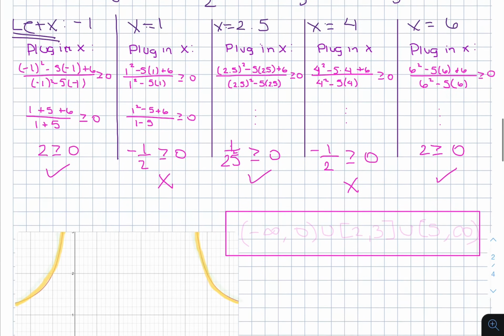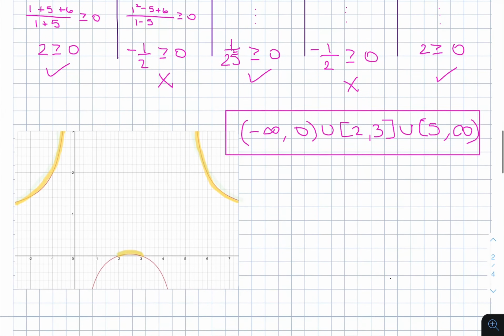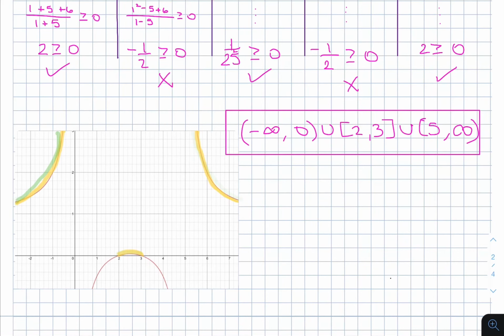And in this final interval, we have that 2 is greater than or equal to 0, which does check out. So the only intervals that work, the intervals where the function is greater than or equal to 0, are from -infinity to 0, which is not included because that's a vertical asymptote, and then from 2 to 3, which are included because they are x-intercepts, and from 5, which is not included, up until infinity. From the graph, we can also see that the function is greater than or equal to 0 on those specific intervals only. So this is our solution.